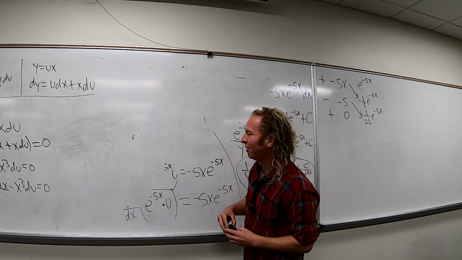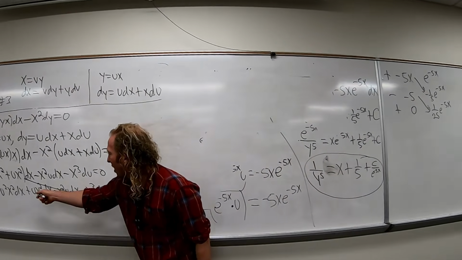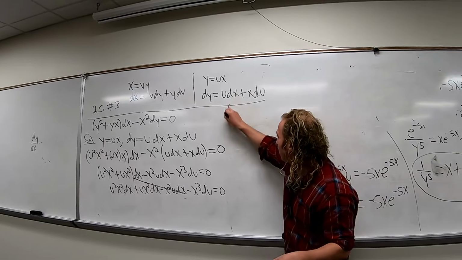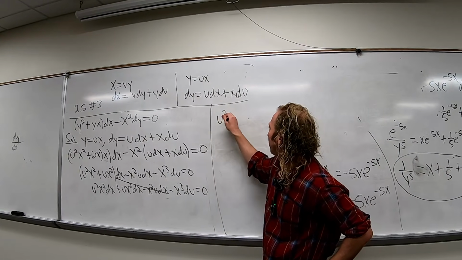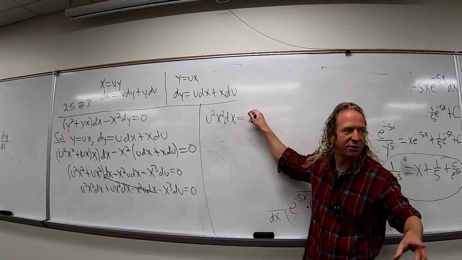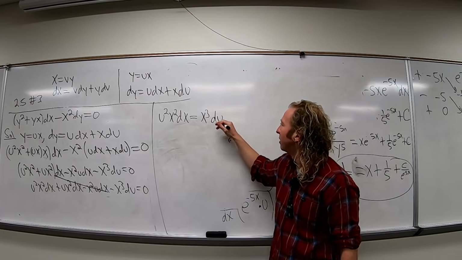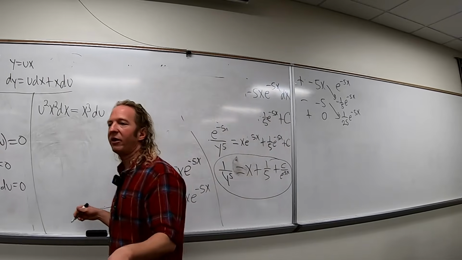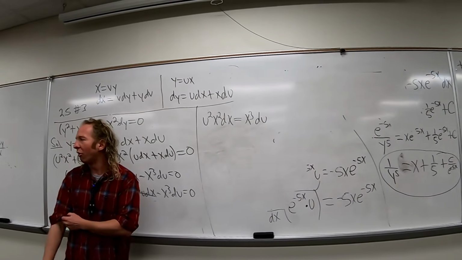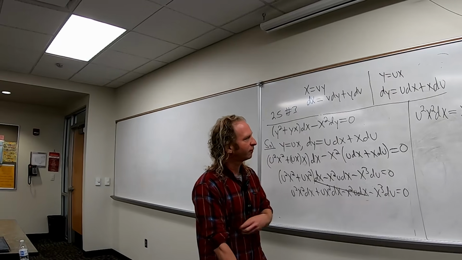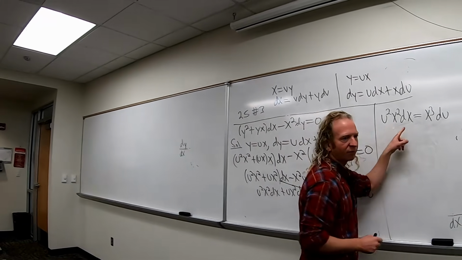So now I'm going to add this to the other side because this is going to be a separable differential equation. So we have u squared x squared dx equals x cubed du. We want to get all the x's on one side with the dx and all the u's on one side with the du, right? So dx over x equals du over u squared.